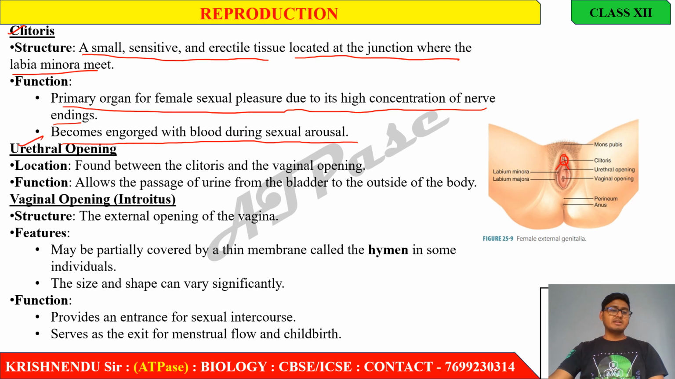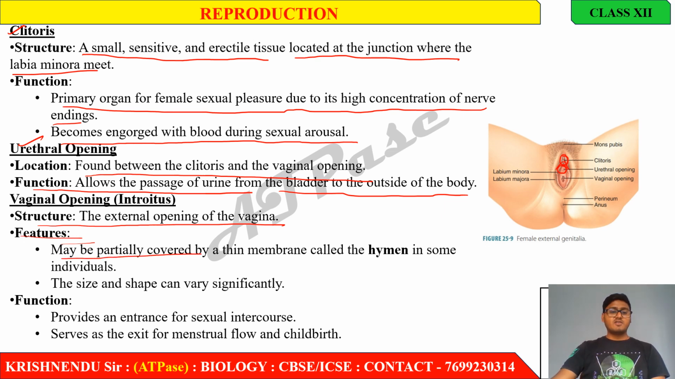Next, the urethral opening. Location: found between the clitoris and the vaginal opening. Here the urethral opening is present. Function: allows the passage of urine from the bladder to the outside of the body. And the vaginal opening, that is the introitus. Structure: the external opening of the vagina. Features: may be partially covered with a thin membrane called the hymen in some individuals. The size and shape can vary significantly.